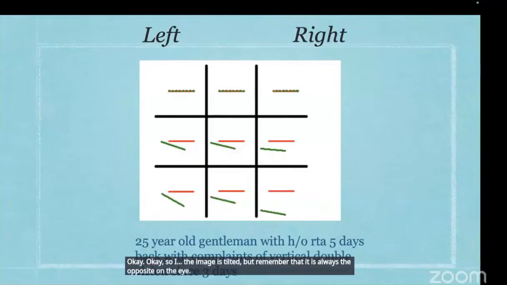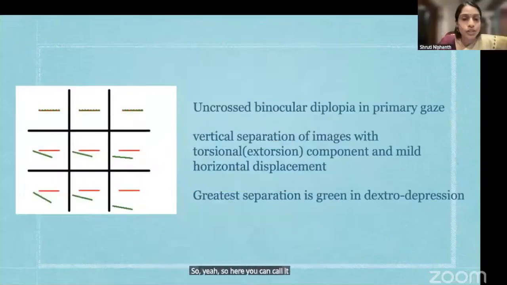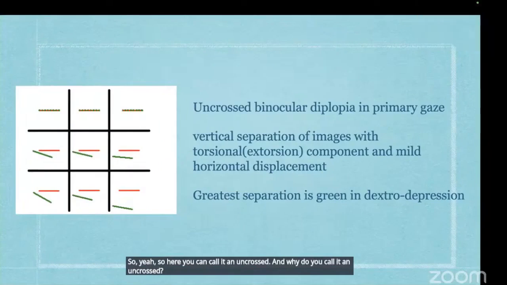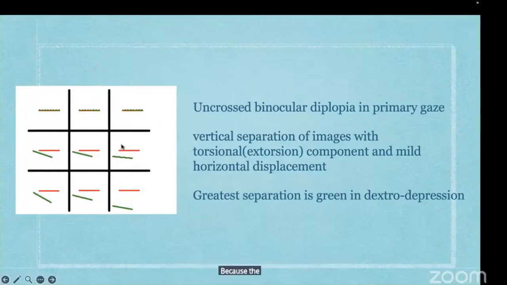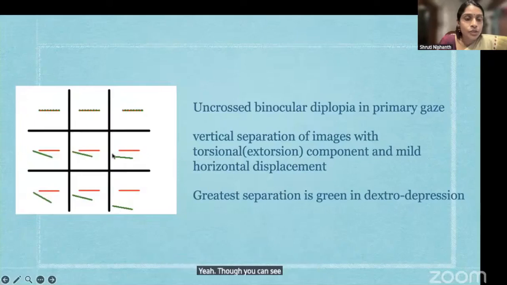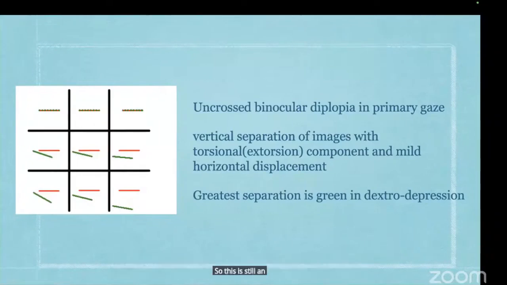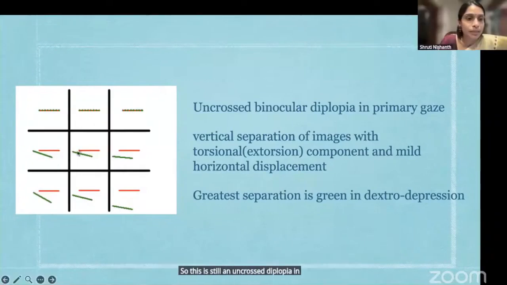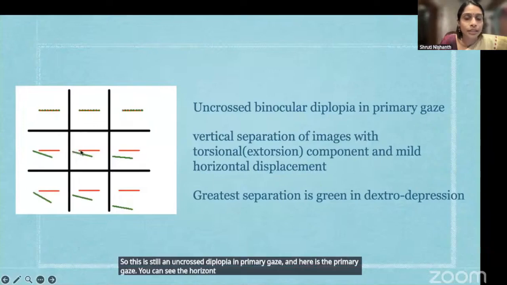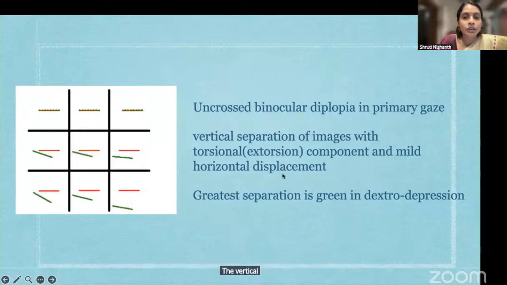Yes. So here you can call it an uncrossed. And why do you call it an uncrossed? Because the red is the right image, ma'am. Though you can see the small horizontal separation here, you can still see the red is on the right side. Yes. So this is still an uncrossed diplopia in primary gaze, and here is the primary gaze. You can see the horizontal separation clearly. The vertical separation of images.